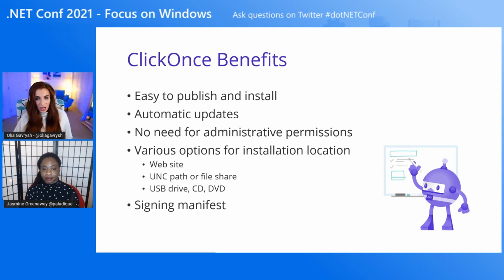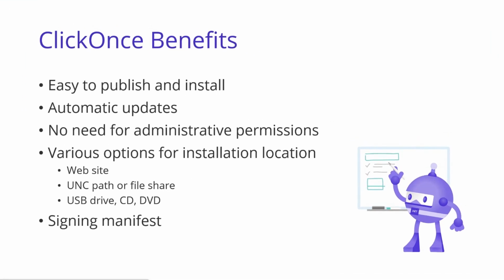There is no need for administrative permissions, so users without admin access can also install ClickOnce applications. There are various options for installation location. Your users can install ClickOnce applications from website, from UNC path, from FileShare, or even USB drive, CDs or DVDs. And there is also an option to sign ClickOnce manifest with a certificate and provide additional security for your applications.